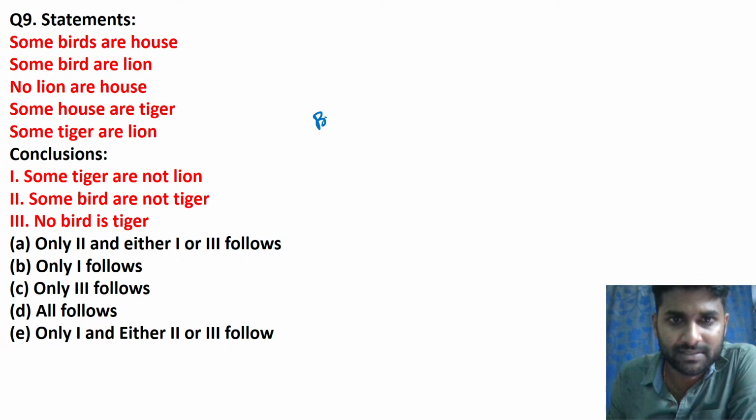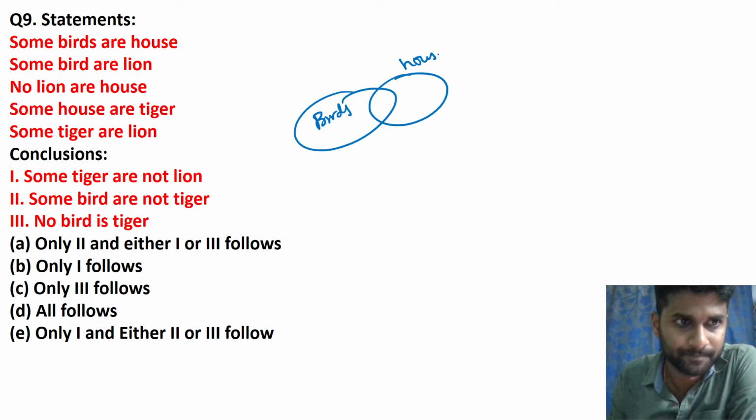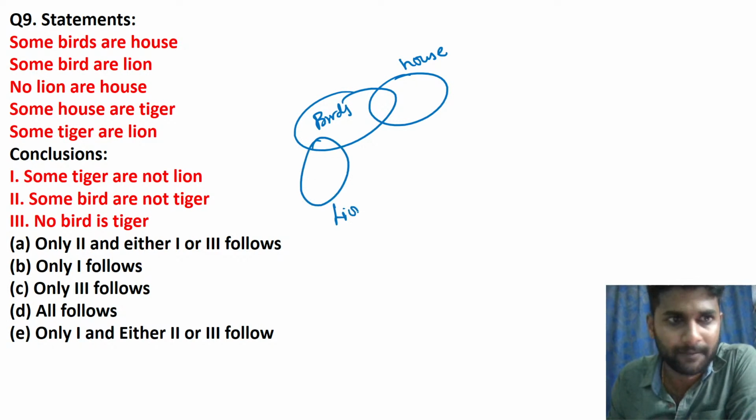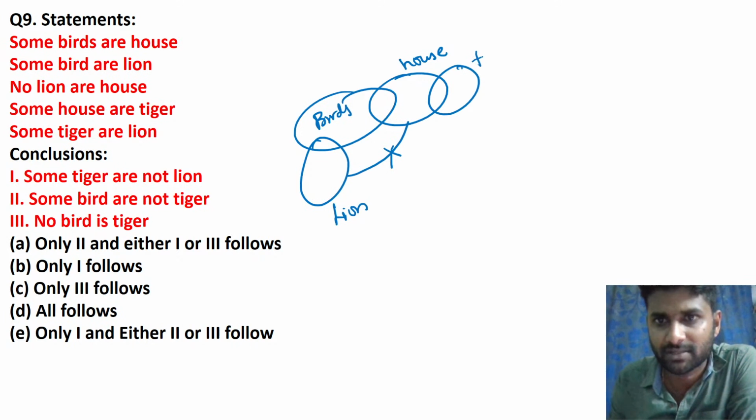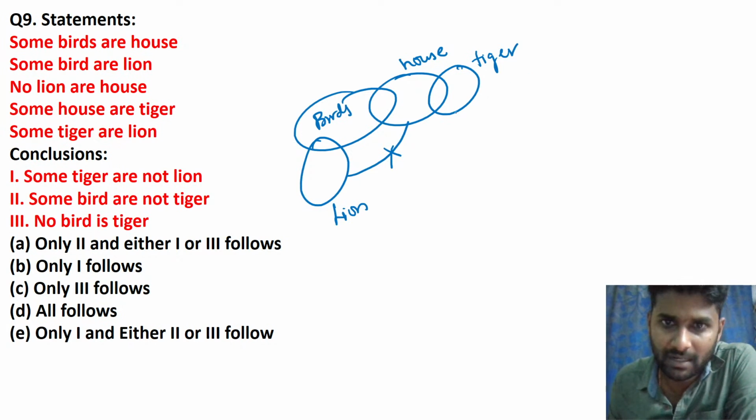Next, some birds are house, some birds are line. No line is house. Some houses are tiger. Some tigers are line.